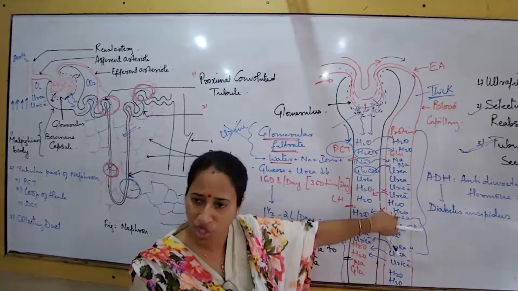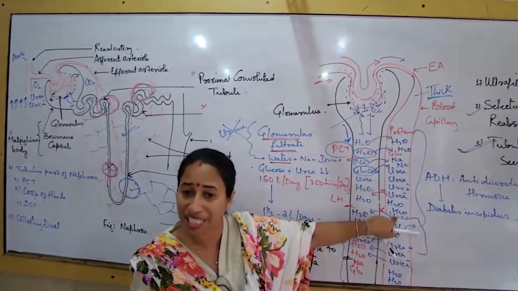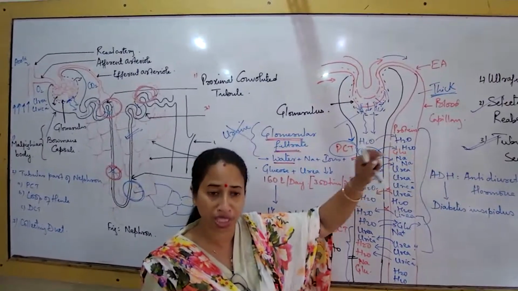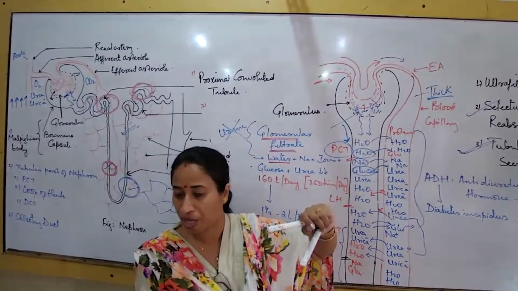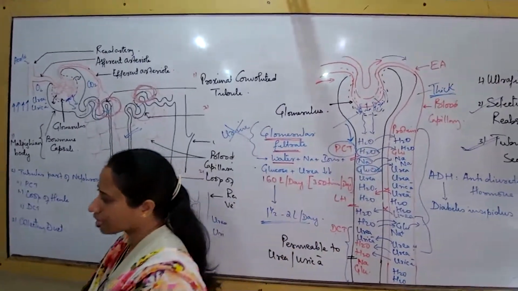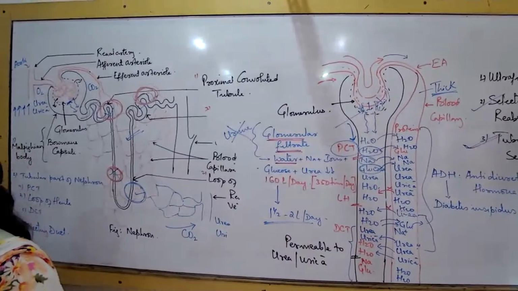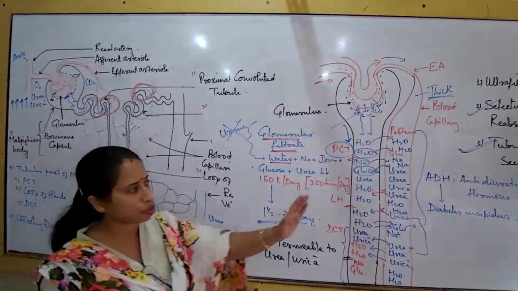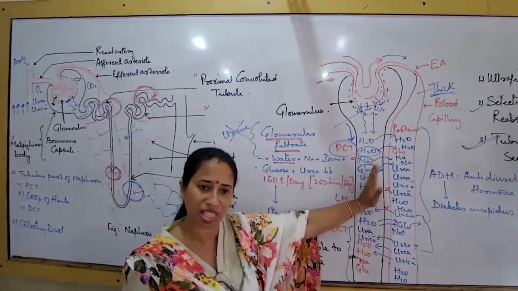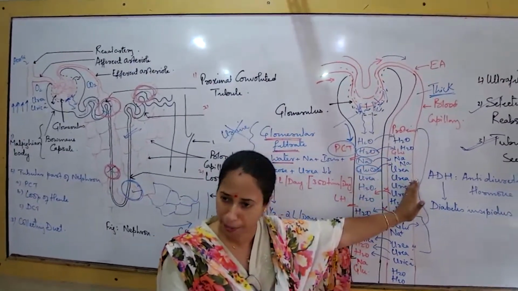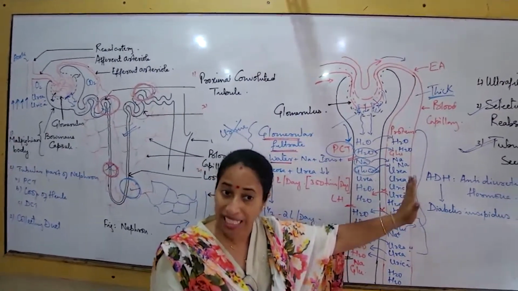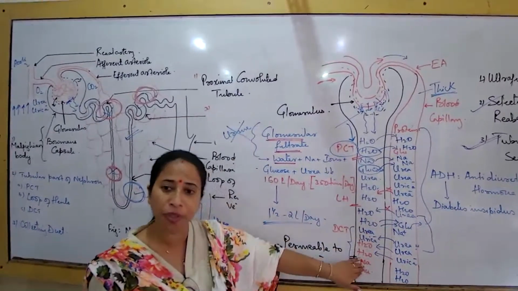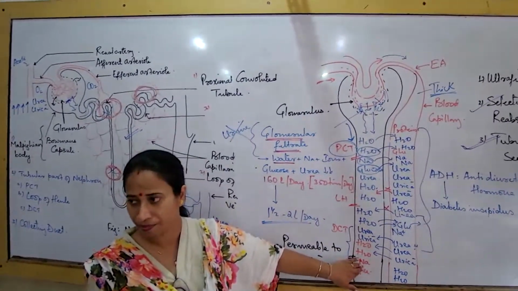So which process brings about the maintenance of the volume and the composition of the blood? Selective reabsorption. What is the difference between reabsorption and secretion? In reabsorption, essential substances go from the tubule to the blood, and in secretion, toxic substances come from the blood into the tubule.